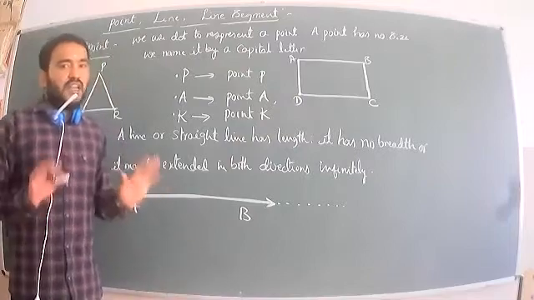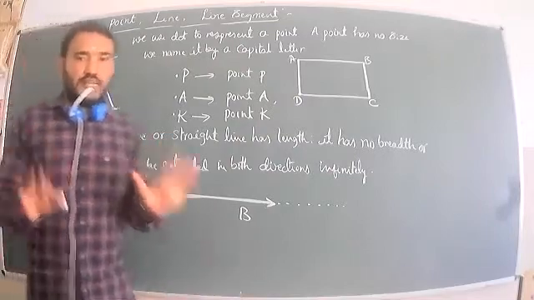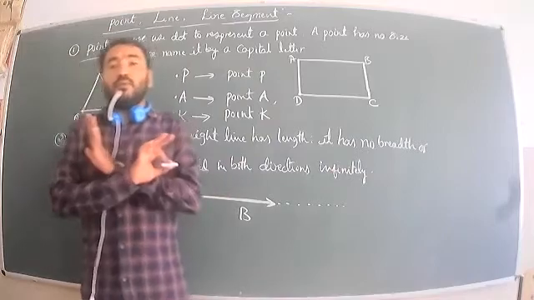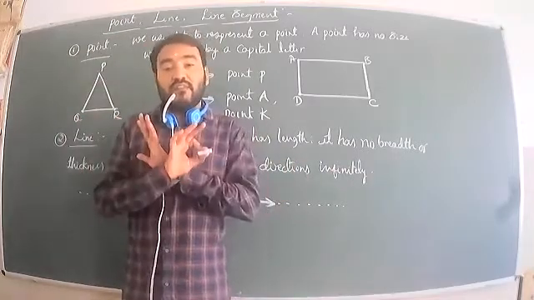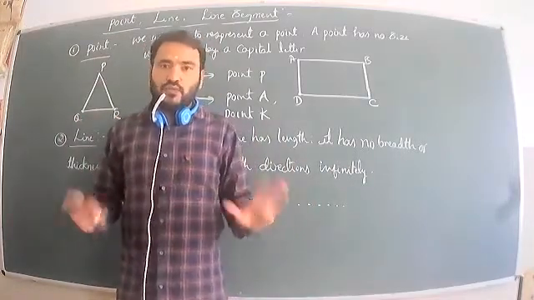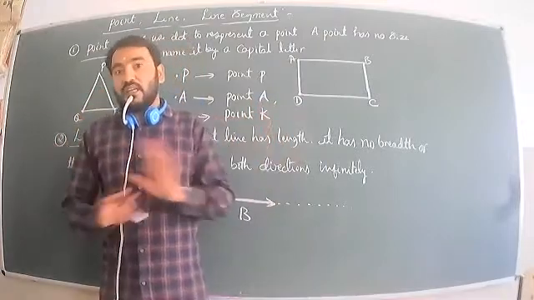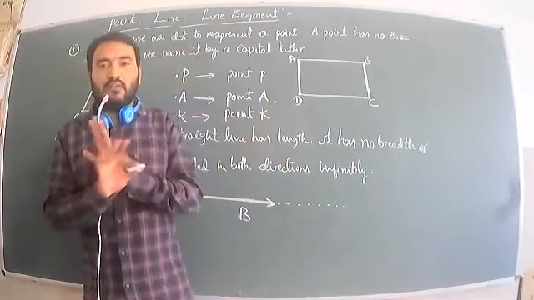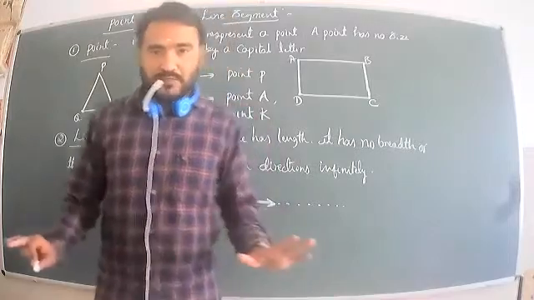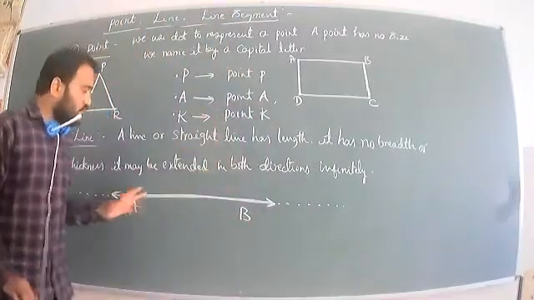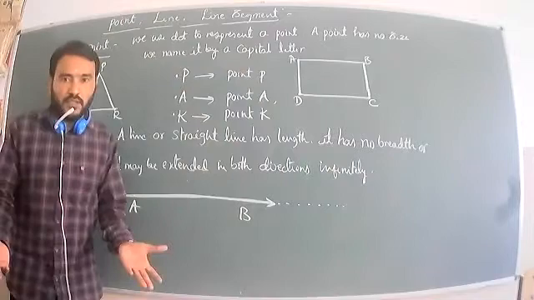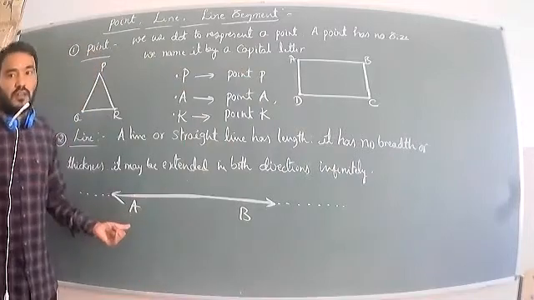A line is a straight line. It has only length. It does not have a perfect length, it is not a fixed length. It has a length, but not a fixed length, and it has no thickness and no breadth. So it can be extended on both sides. That is what we call a line.